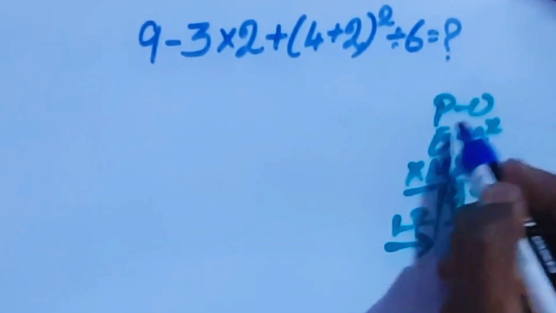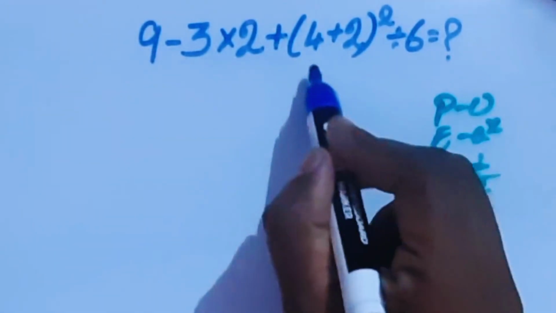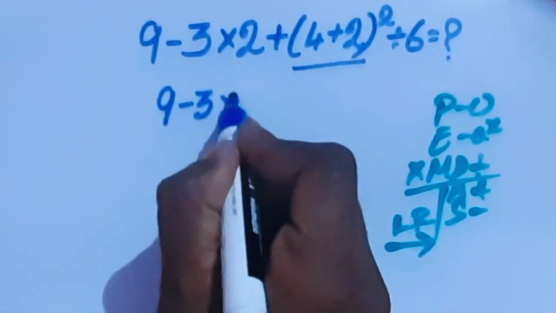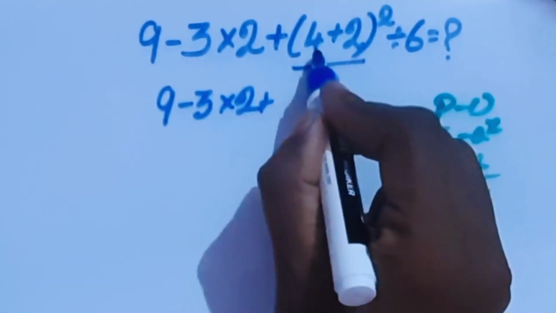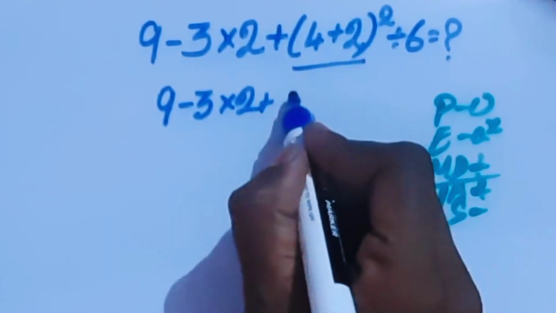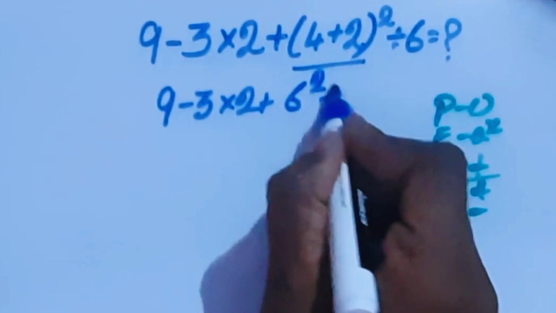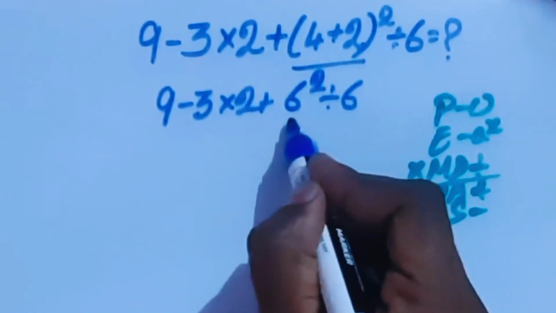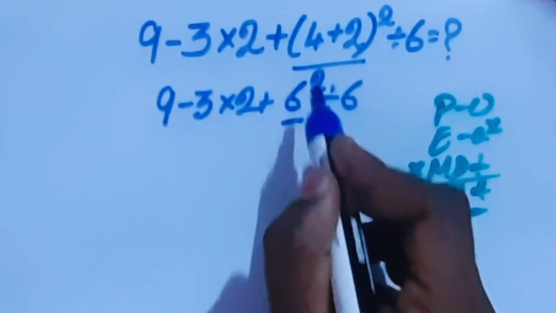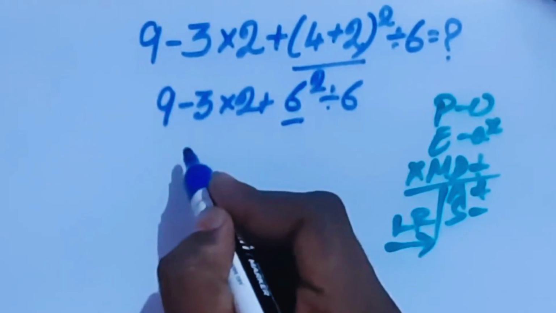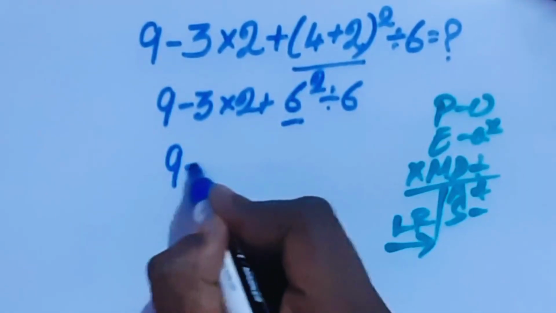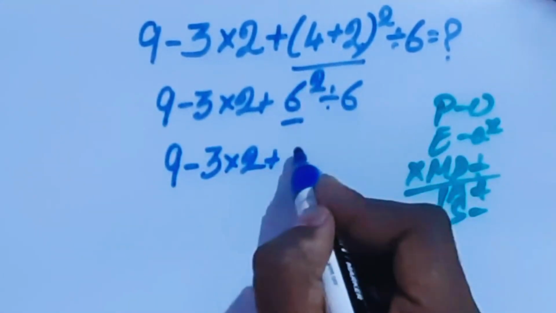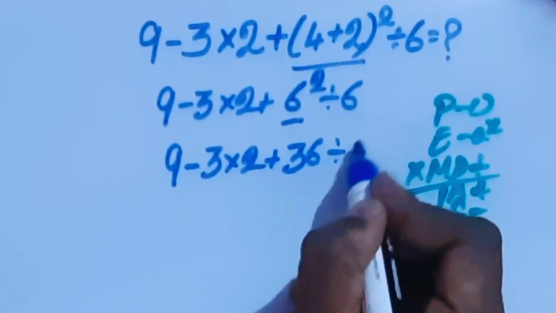Here as per this order of operations PEMDAS, the bracket is higher priority. So we have to do this bracket before any other operation. So 9 minus 3 times 2 plus here 4 plus 2 is 6 square divided by 6. Here the next priority is exponent. Here we have exponent, here 6 to the power of 2. So we have to do this 6 to the power of 2 before any other operation. So 9 minus 3 times 2 plus 6 to the power of 2 is 36 divided by 6.